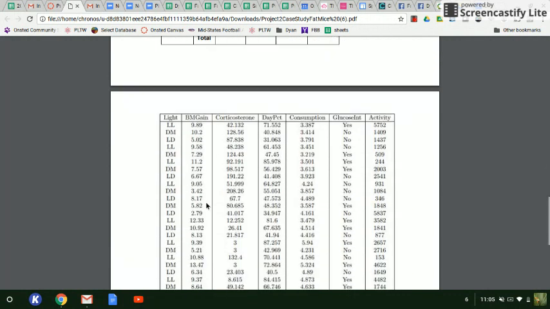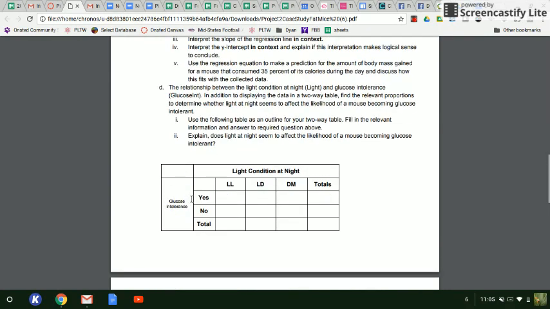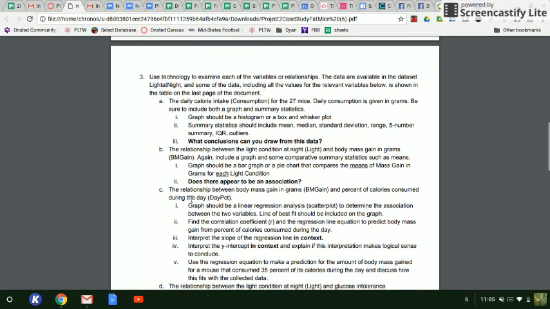Find all the LL BM gains and find that average. Find the DM BM gains and find that average. And then all the LDs, find all the LDs from the list and then average those numbers. And then you'll make a bar chart or a pie chart that compares those. And then again, you'll write a couple sentences that explains what you found out from this data. Does there seem to be some kind of relationship between the light condition and the mass that they're gaining? Is a certain light condition gaining more weight than another?